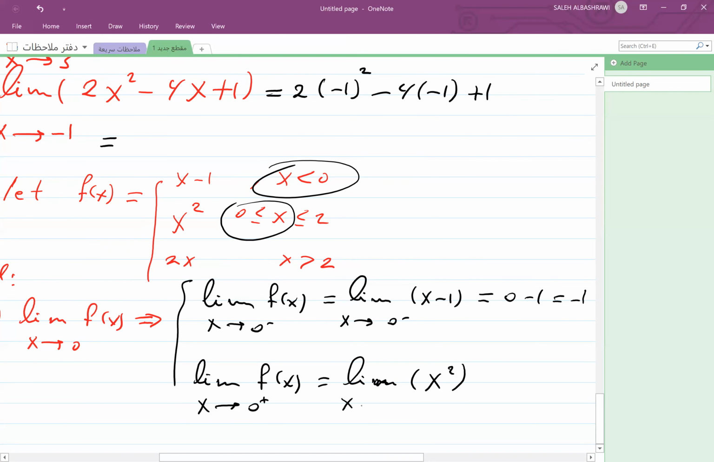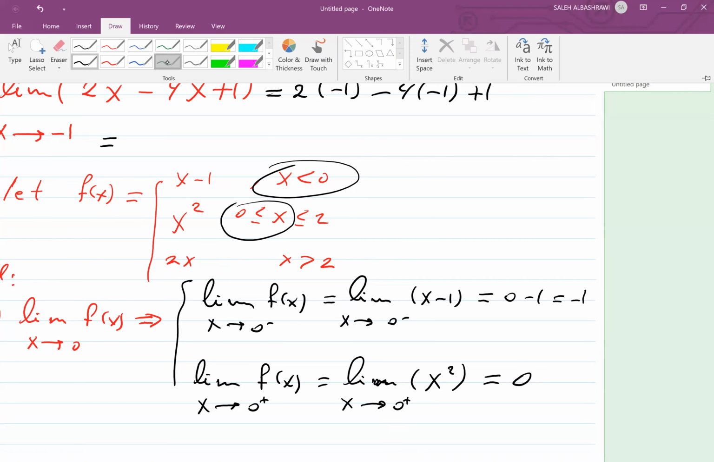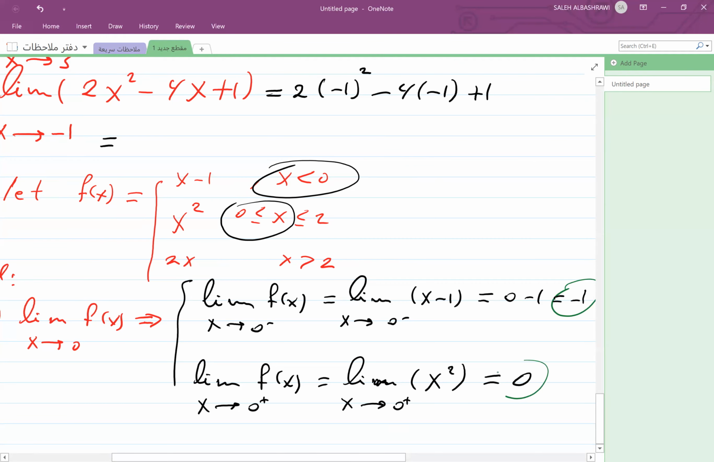As x goes to 0 plus, all we need now is to replace x by 0, and it will be 0. Now you can see that the left limit and right limit are not equal. This is the left limit. This is the right limit. They are not equal.